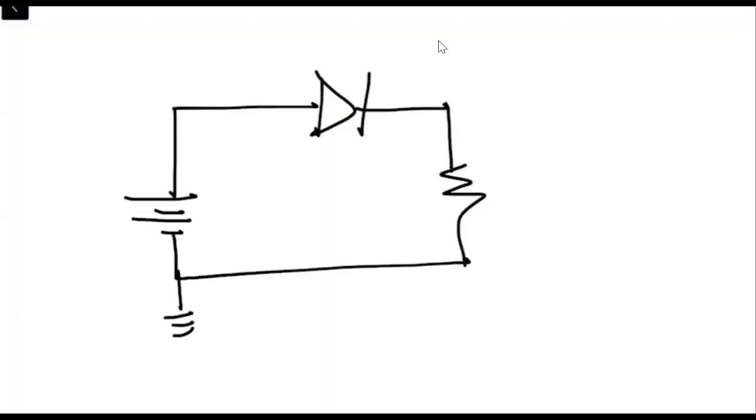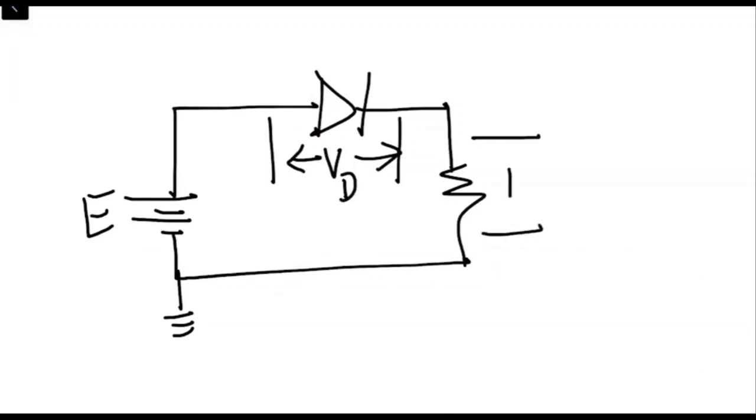Now let's suppose the DC source is E, the potential that is going to be developed across the diode we say is VD, and the resistance which is being connected in the circuit is R. So we say the potential which is going to be developed across the resistance is VR, right? Now, as you can see, this is the positive side of the DC source and this is the negative side of the DC source.